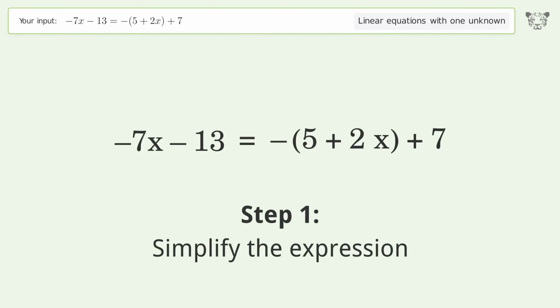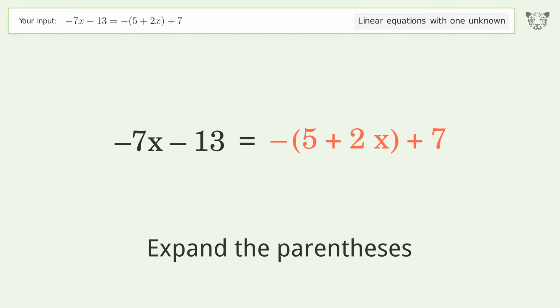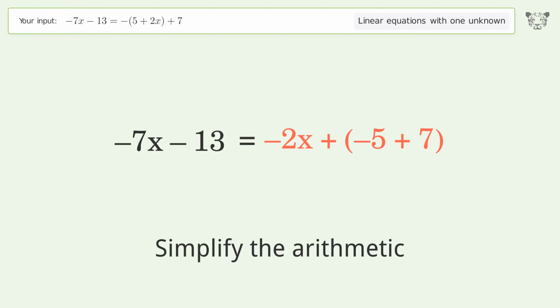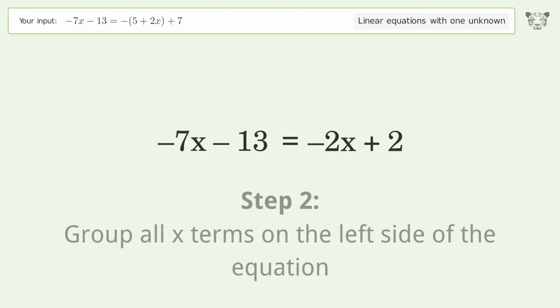Simplify the expression. Expand the parentheses. Group like terms. Simplify the arithmetic. Group all x terms on the left side of the equation.